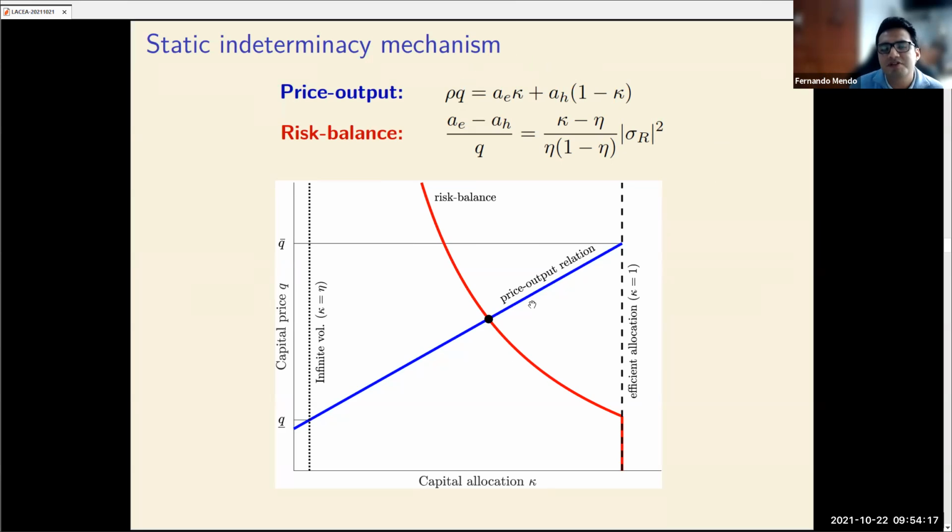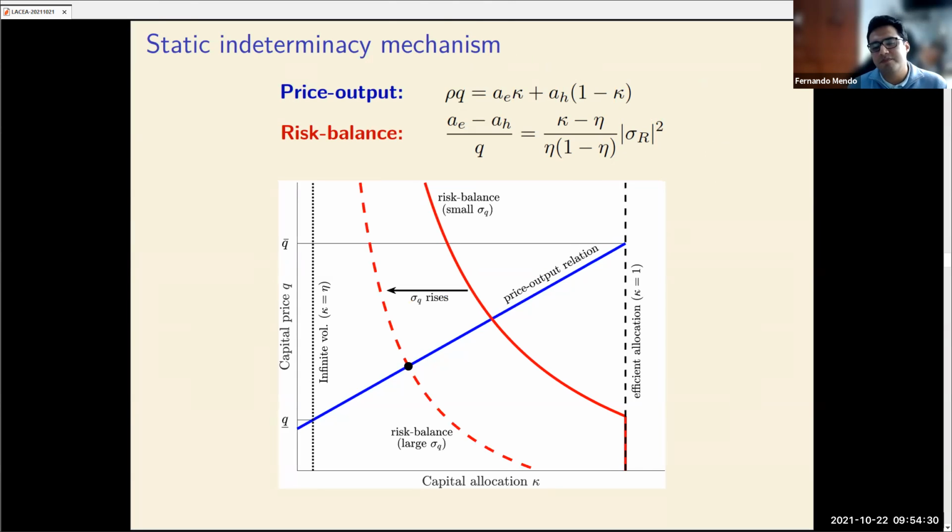Now here, if you see these two equations, holding constant the distribution of wealth, holding constant this eta, you still have 1 degree of freedom, which is this volatility of capital returns. And this is what is going to be key here. So you can have an equilibrium if the volatility of capital returns is some value, or you can have an equilibrium if the volatility, for example, here is greater.